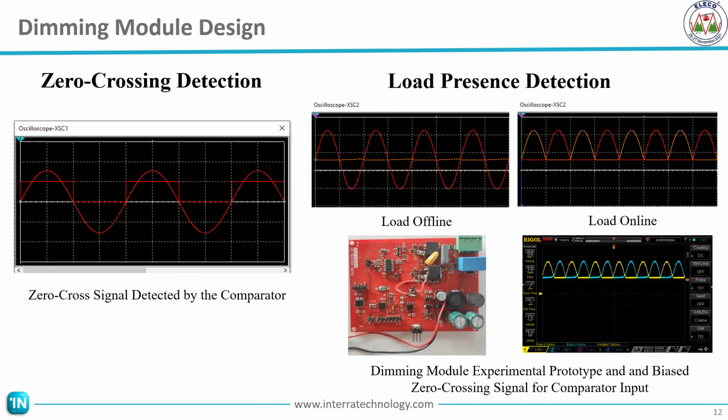The biased zero cross circuit is also connected to the microcontroller's analog to digital converter channel for load presence detection and load type detection. The load presence detection feature has been added in order to prevent the device from driving and creating a dangerous situation when the output is idle.